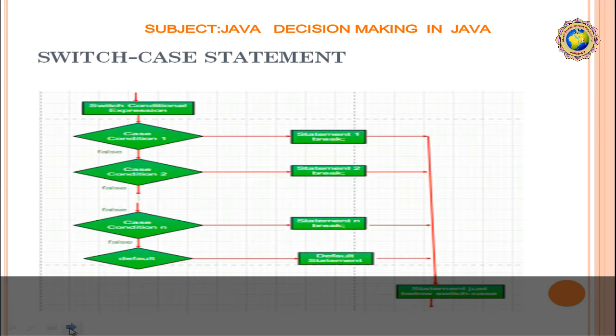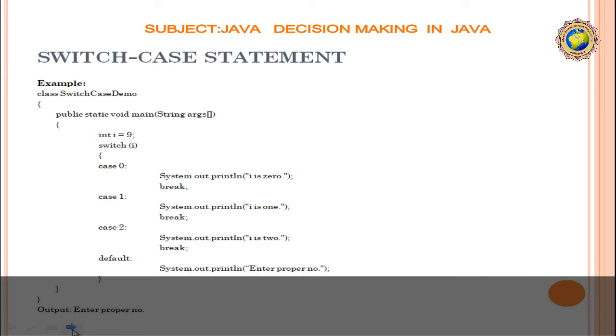Let's see the flowchart of the switch case statement. First the expression is checked, and then the case conditions are checked. If a case matches, then the respective statements are executed. Otherwise the default statement is executed. Next, let's see the example.